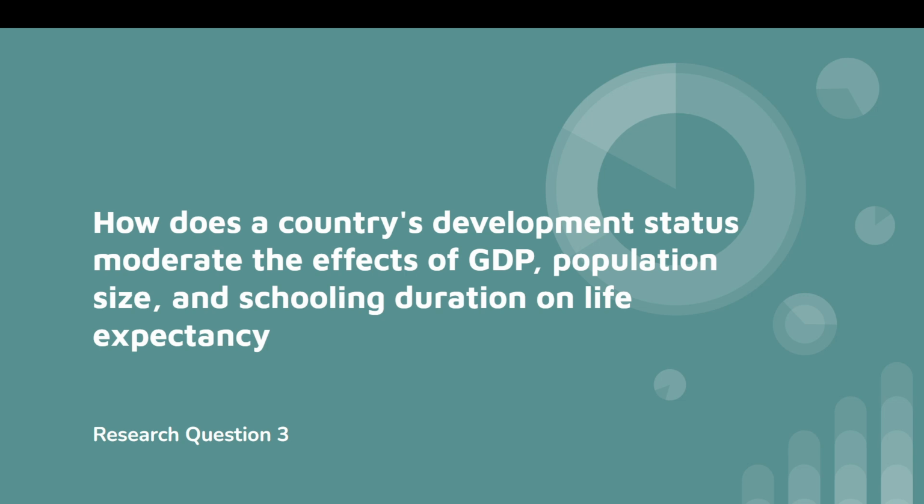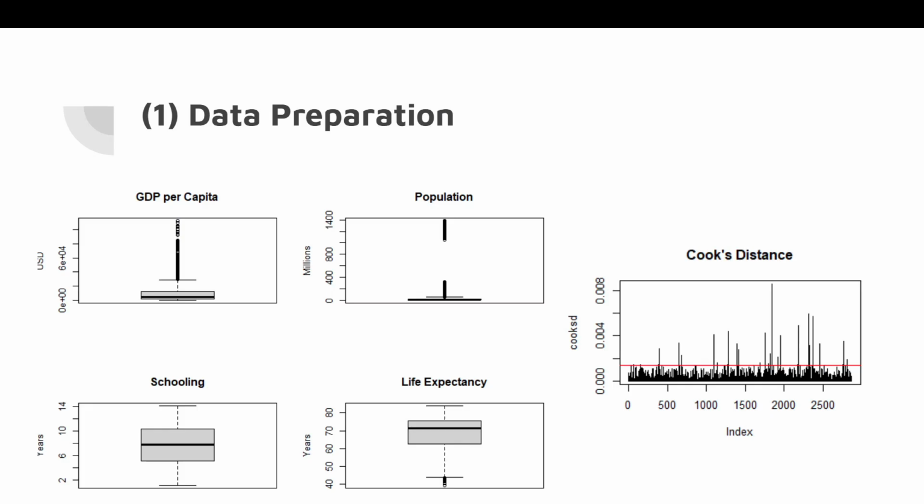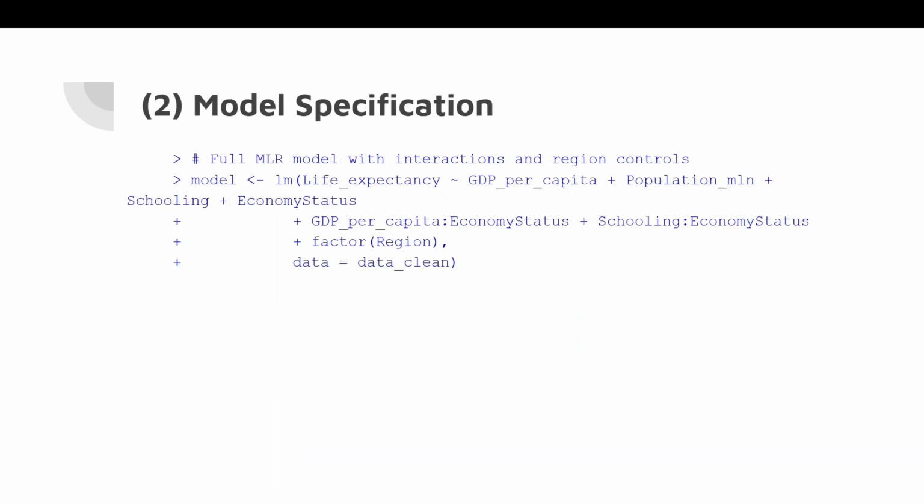Hello, my name is Josh. My research question is, how does a country's development status moderate the effects of GDP, population size, and schooling duration on life expectancy? So, to prepare the dataset, I checked for missing data first. Couldn't find any, and so I checked for outliers using box plots and Cook's distance. Also, nothing significant really of note, and the data is ready to go.